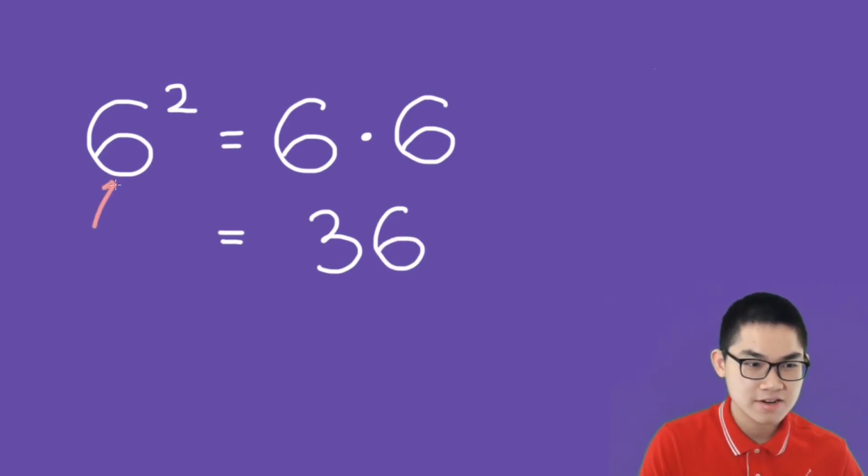So number 6 here is called the base. And number 2 is called the exponent.